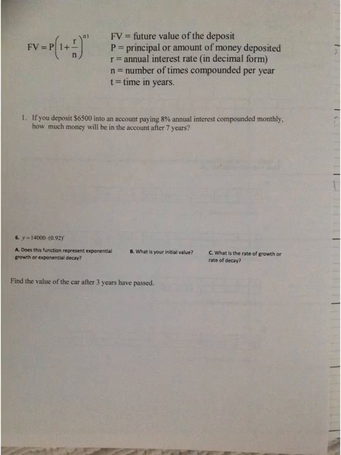The second page has the compound interest formula. If you deposit $6,500 into an account paying 8% annual interest compounded monthly, what will you have after 7 years? And then down here is another one, 14,000 multiplied by 92 hundredths raised to the t power.